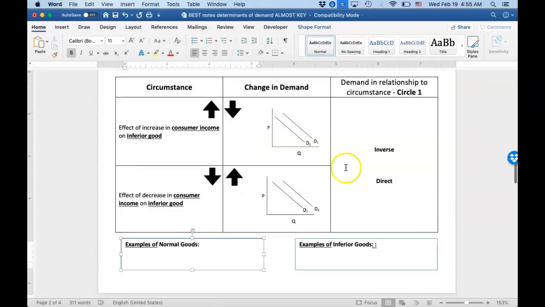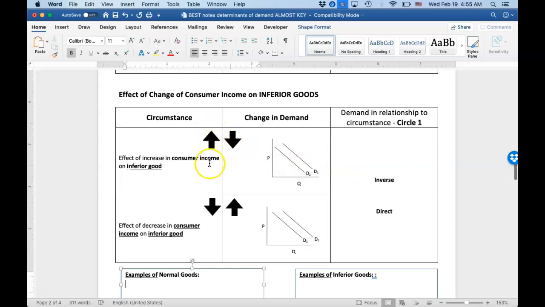Let's take a look at that. What kind of relationship is? As income goes up, demand goes down. That is a what kind of relationship? Inverse. That's an inverse relationship. So inferior goods, there's an inverse relationship between income and demand.